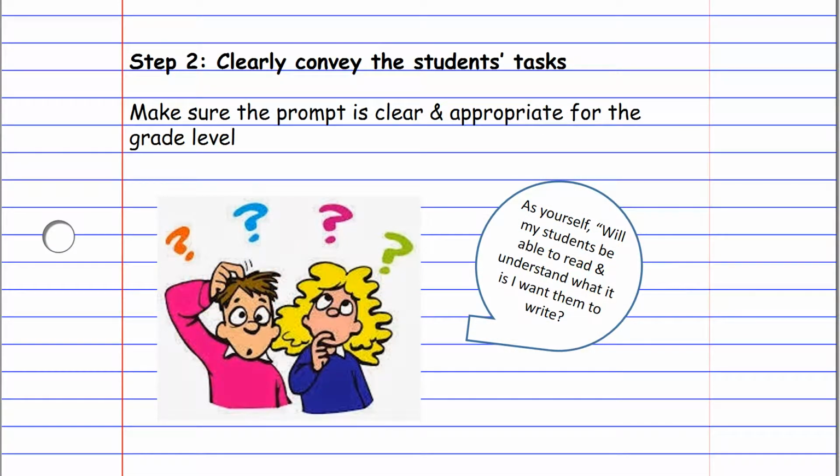Step 2 is to clearly convey the students' tasks. This is the most crucial part of the process because if students do not understand what it is they are being asked to write, they will not be able to complete the assessment. Therefore, you should make sure that the assessment task, also known as the prompt, is clear and appropriate for the student's grade level.